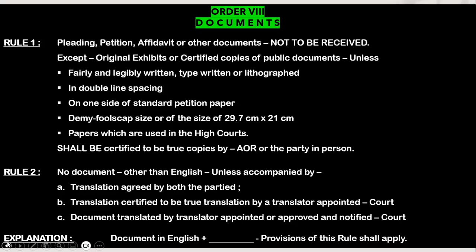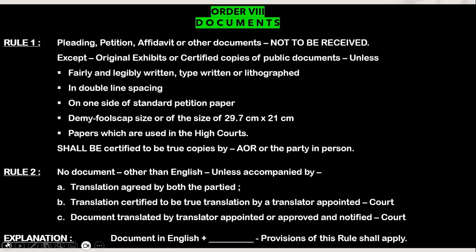Now let's see what is rule 2. This is about language, English language and its translation. It reads, no document in language other than English shall be used for the purpose of any proceeding before the court. So this is absolutely clear that if we have to file any paper, it should be in English. If it is in some other language, you cannot file it.